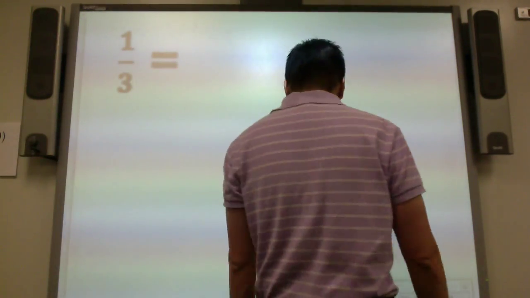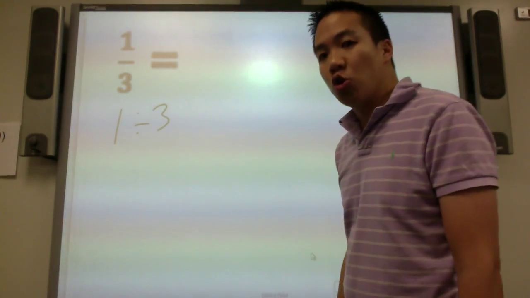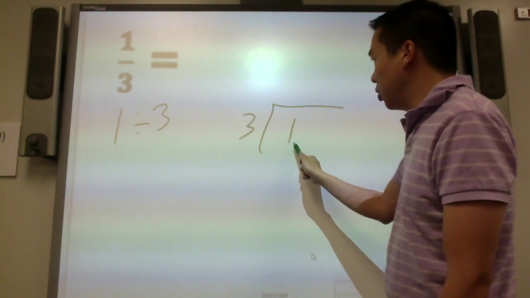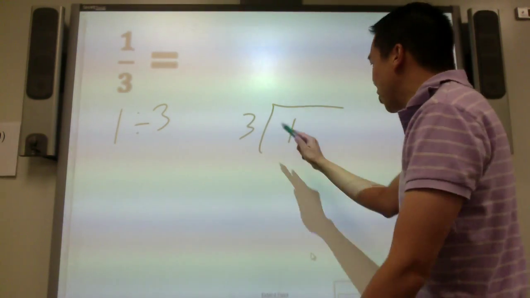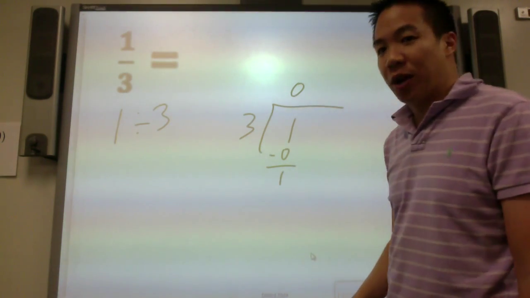All right, next one. 1/3. You have 1 divided into 3 groups. Top goes in, bottom goes out. Can 3 go in 1? 0 times. Remainder's 1. I need to get rid of that remainder.